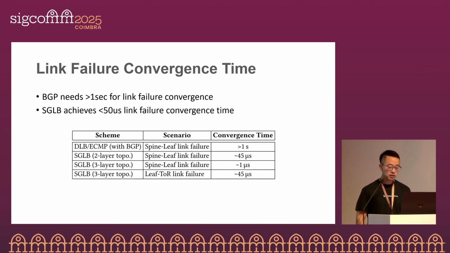So this slide compares the link failure convergence time between SGLB and BGP. As you can see from the table, BGP's link failure convergence time is over 1 second, while SGLB can achieve a sub-50 microsecond link failure convergence time in all kinds of scenarios that were tested.